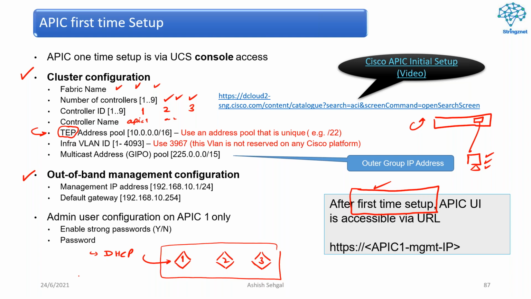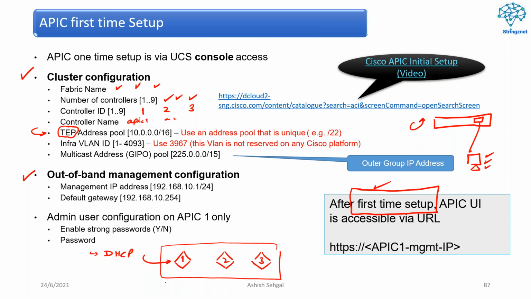They are the servers who are responsible to provide dynamic IP addresses to the fabric nodes, that is leaf and spine switches. Because as we said, we will not be touching any of the leaf or any of the spine switches. But IP addresses need to be provided to them. Who is going to provide IP address? A DHCP server. Who is a DHCP server? These controllers are DHCP servers.